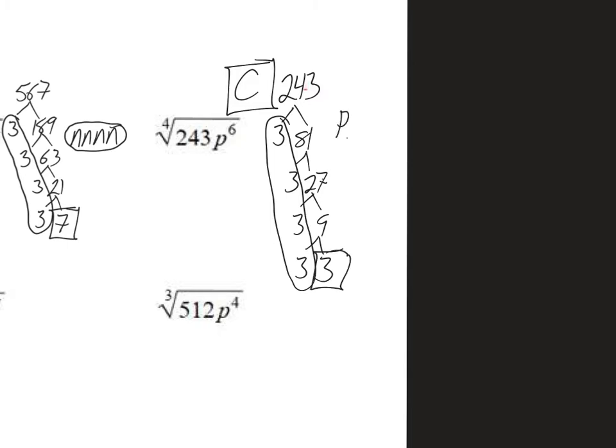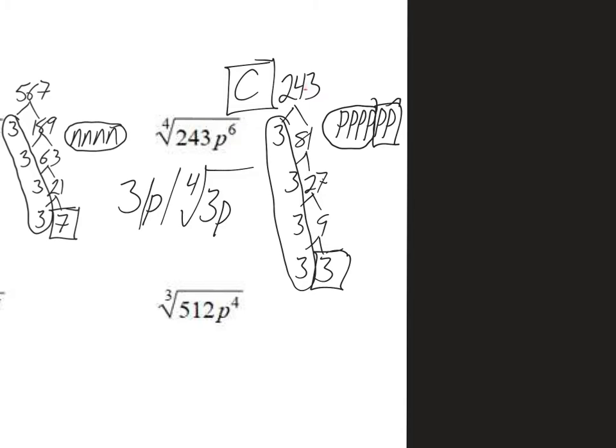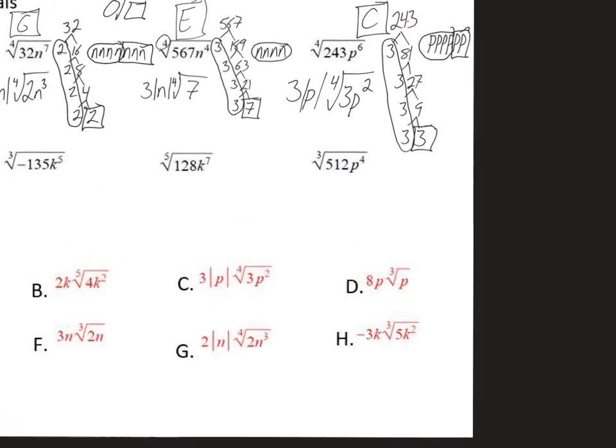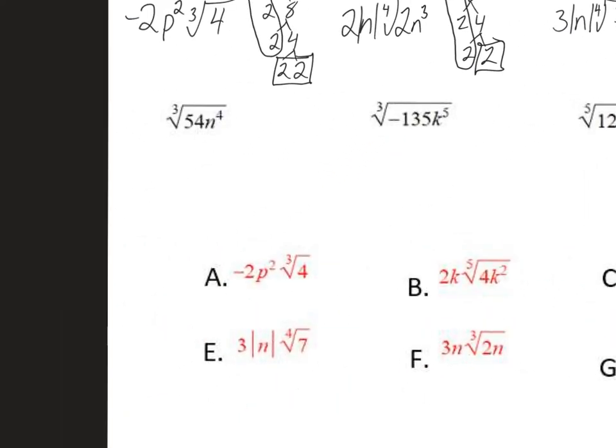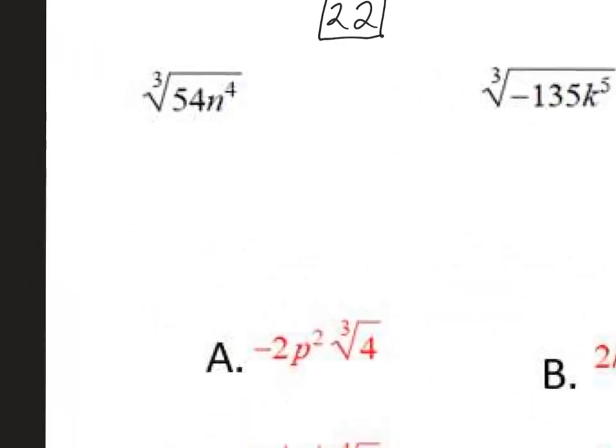That 3 is left over. We have 6 p's, so 1, 2, 3, 4, 5, 6. We want 4 of them circled, and 2 are left over. So that tells me that I'm going to have 3 from my circled 3's, p from my circled p's, or absolute value of that, 4th root of what's in a box? 3 p to the 2nd, because there are 2 of them. So that tells me that I have C. Okay, go ahead and try the next one.